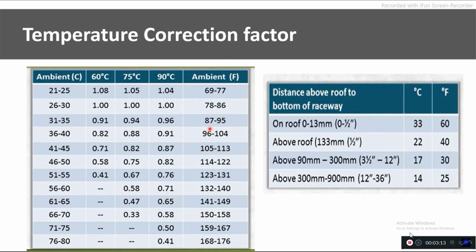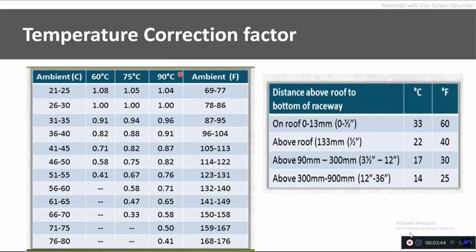So guys, here on your screen you can see the temperature correction factor. This is basically a chart which mentions the ambient temperature. These are the types of cables which are rated for 60 degree, 75 degree and 90 degree. We'll consider only this 90 degree column, as our solar cables are manufactured to operate up to 120 degrees Celsius. So we'll be considering this particular column for our calculation.